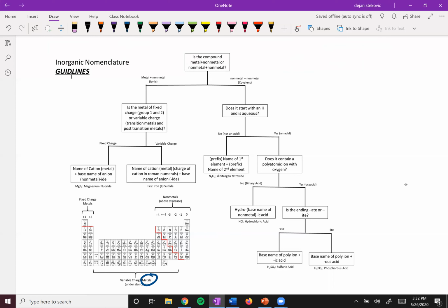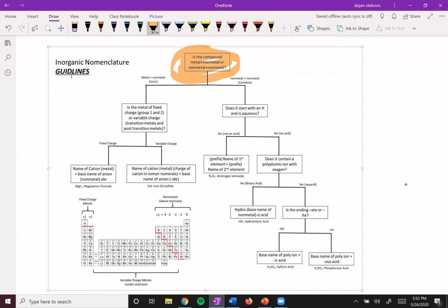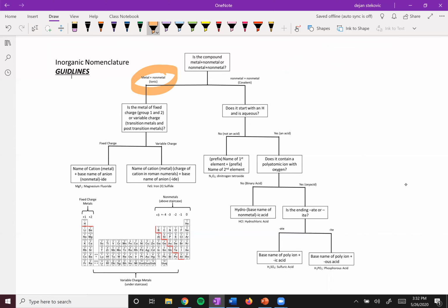And so the first thing you want to ask yourself is, what kind of compound do you have? Do you have metal plus non-metal, or do you have two non-metals? If it's metal and non-metal, you're ionic. If it's two non-metals, you're covalent. And if you're ionic, you want to ask yourself, do I have a fixed charge or a variable charge? For a fixed charge, we don't need any Roman numerals. For a variable charge, we do need Roman numerals.